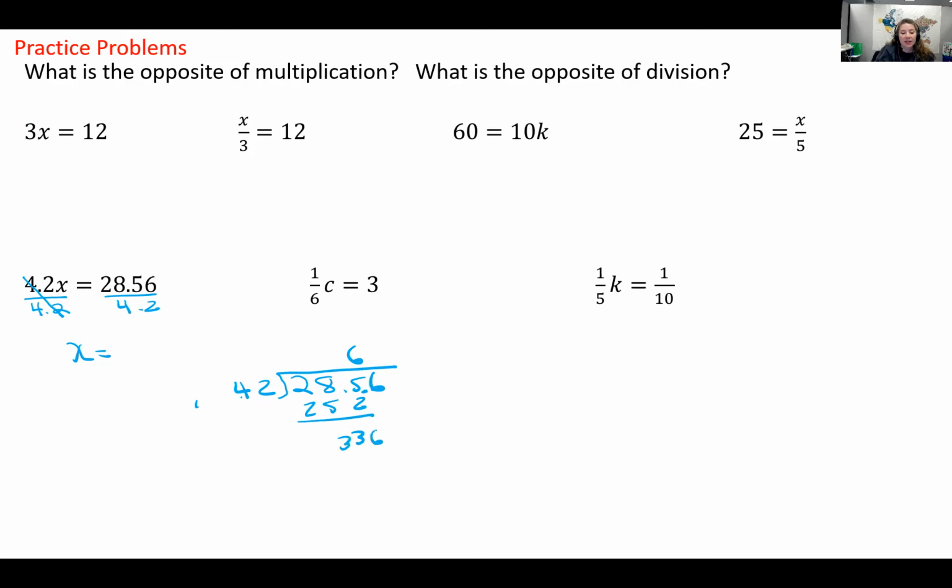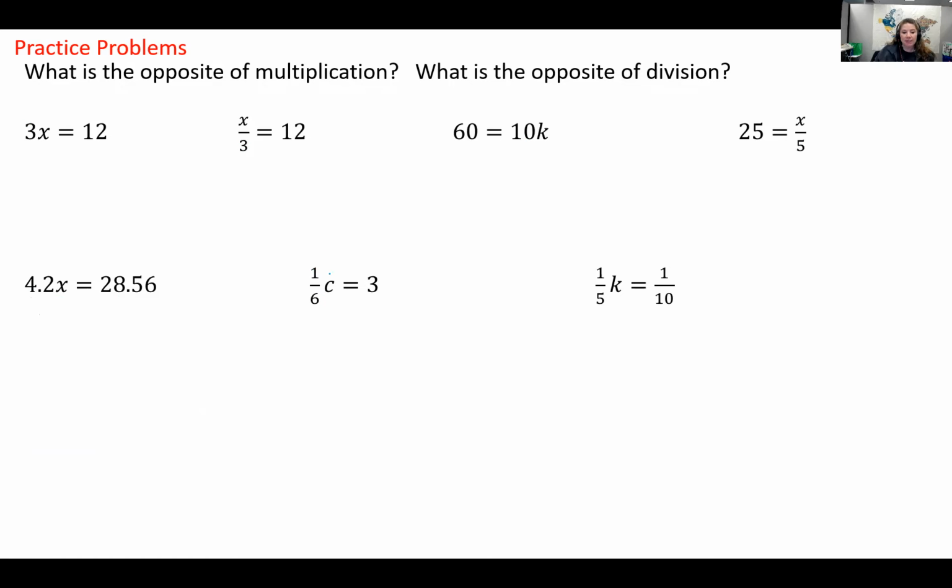Bring that down, and what would that be? 42 goes into this big number about what, 8 times? Yes. So 8 times 2 is 16, carry the 1. 8 times 4 is 32, plus 1 is 33. Our decimal comes straight up. So x is equal to 6.8. Of course, I could have just stuck that right in my calculator. Let me just check my answer. Yep, 6.8.